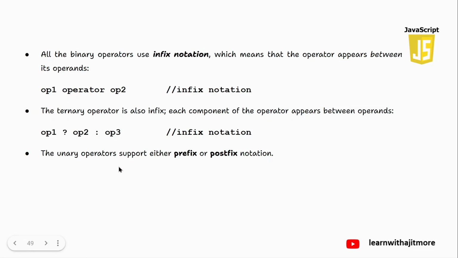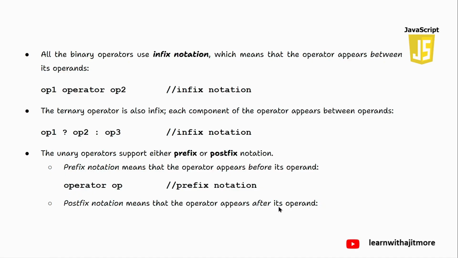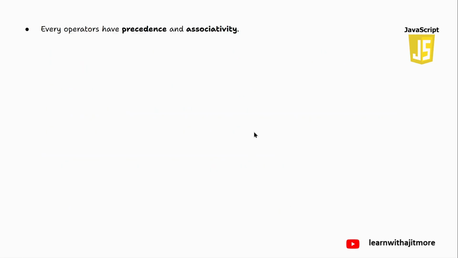And unary operators follow both notations, prefix also, postfix also. Like i plus plus, j minus minus, it is postfix. And plus plus i, minus minus j, it is prefix. So prefix notation means that the operator appears before its operand. देखो operator operand के पहले. And postfix notation means that the operator appears after its operand. Operand and फिर operator. ठीक है? I hope till here everything is fine.